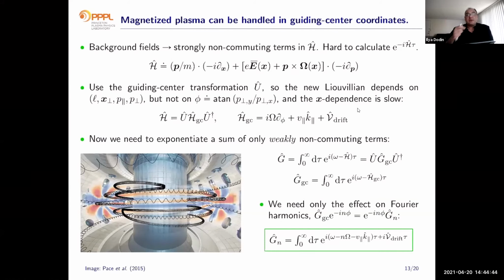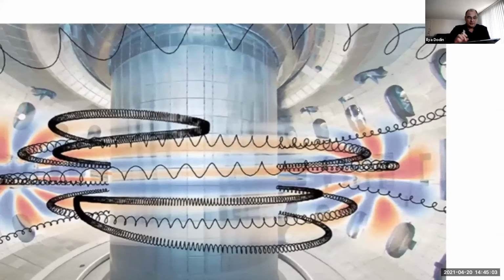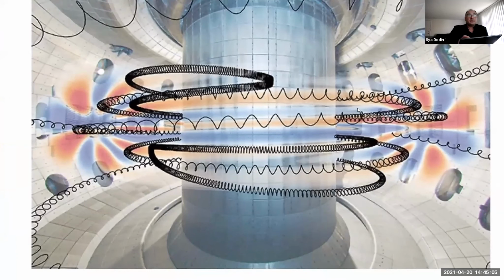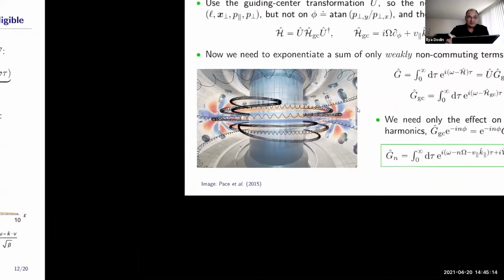Now, for magnetized plasma, this is all messed up because the Liouvillean contains two terms now, and they don't commute. So this contains d by dp, and this contains p. And if you want to exponentiate this operator, then it's really hard. However, what particles do in a tokamak, they travel along these trajectories, which are basically spirals around smooth trajectories called guiding center trajectories.